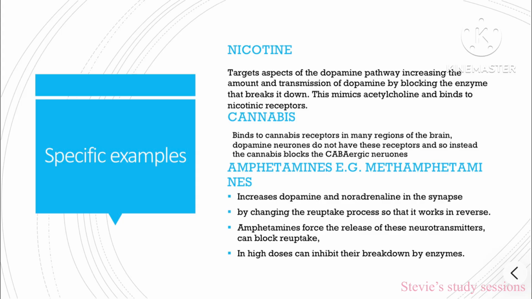Amphetamines work by increasing dopamine and noradrenaline in the synapse, by changing the reuptake process so it works in reverse. Amphetamines force the release of these neurotransmitters and can block reuptake. In high doses, they can inhibit their breakdown by enzymes.